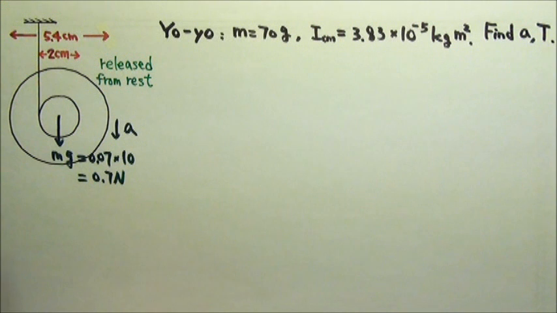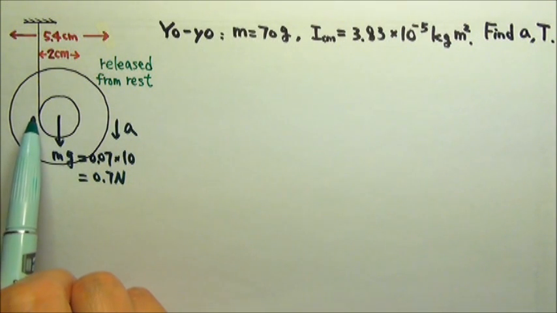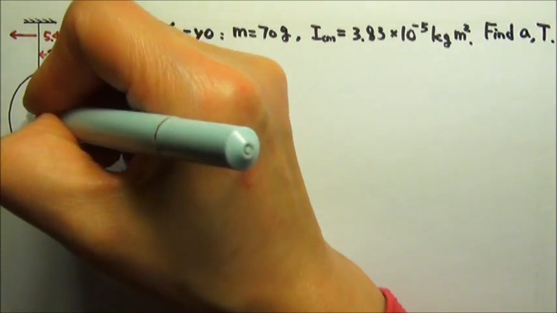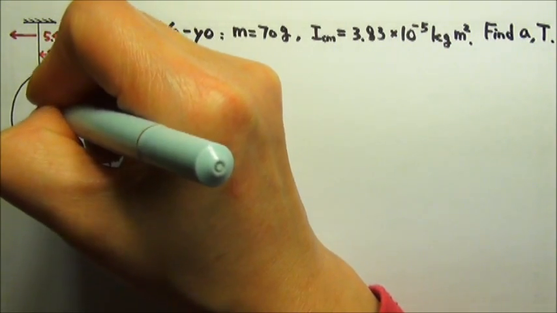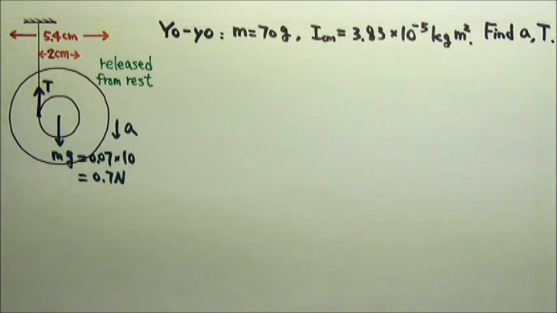The yo-yo is touching the string. The string gives us tension. Tension is a contact force, so we should draw the tension at the contact point right here. And tension is a pulling force, so that's the tension. The yo-yo is not touching anything else, so that's it for our force diagram.